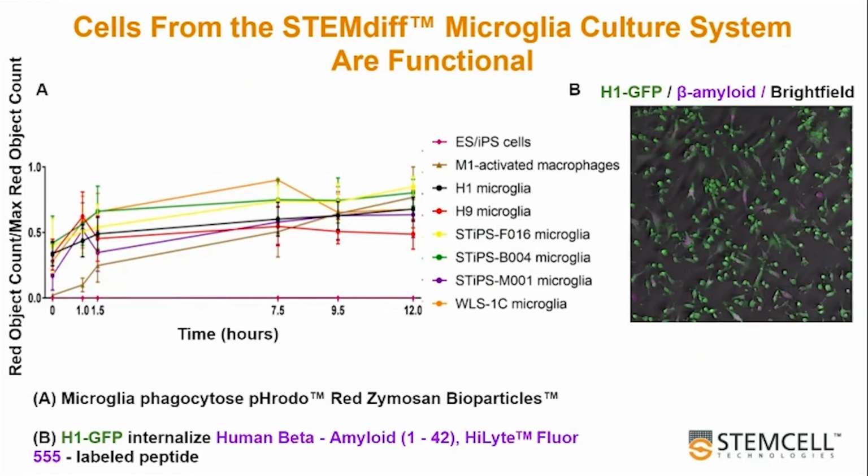Importantly, these microglia-like cells are functional and capable of phagocytosis, as shown on the plot, using macrophage as a positive control, and the parent PSC lines as a negative control. All of our PSC-derived microglia lines are capable of phagocytosing bioparticles. On the right, you can see a representative image of microglia labeled in green, gobbling up disease-relevant peptides like human beta amyloid fragments.